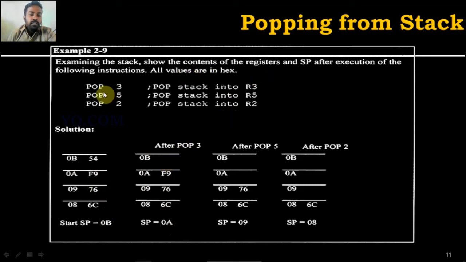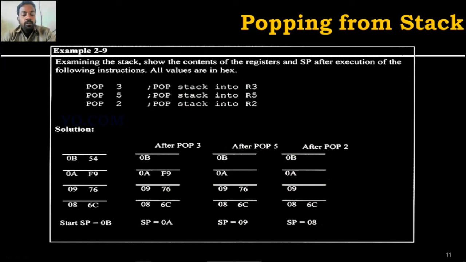After the second execution, POP R5, the stack pointer is again reduced, from 0A to 09, and the next data, F9, is loaded into R5. Then POP R2, what will happen? The stack pointer is again reduced, that is 08. Then the data 76 is loaded into register R2. So this way we are popping the stack.